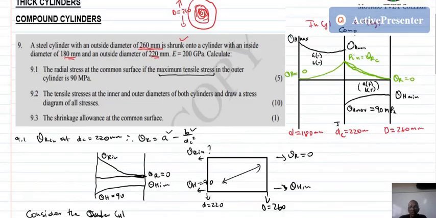So then 9.2, it says to us to also calculate the tensile stresses in the inner and the outer diameters for both cylinders. Also draw the stress diagram. This is the stress diagram here. So we are going to determine the stresses for the inner and outer diameters, the tensile stresses, meaning the hoop stresses.